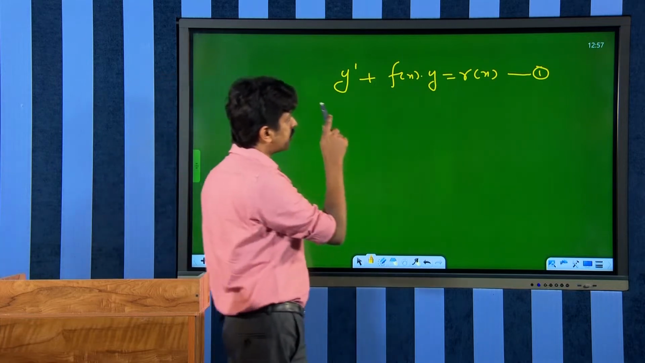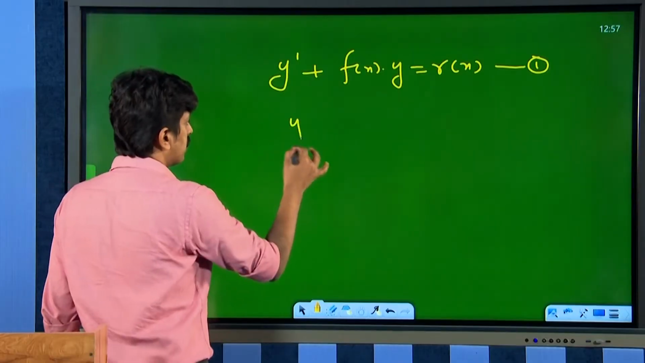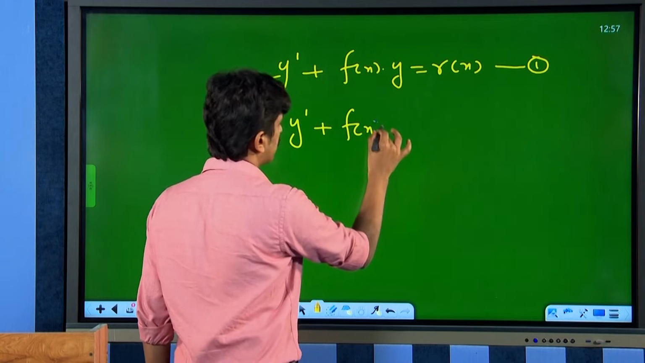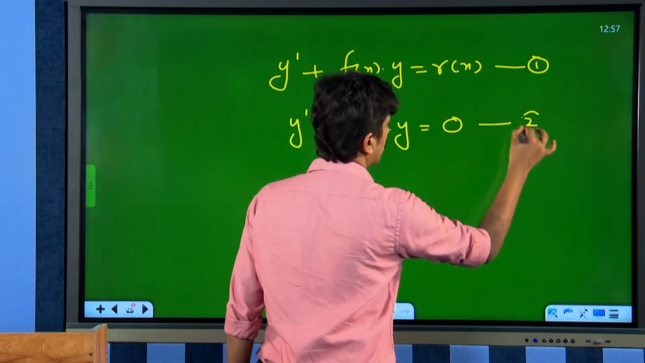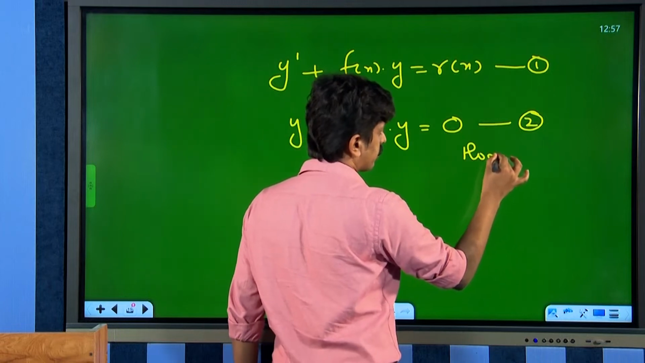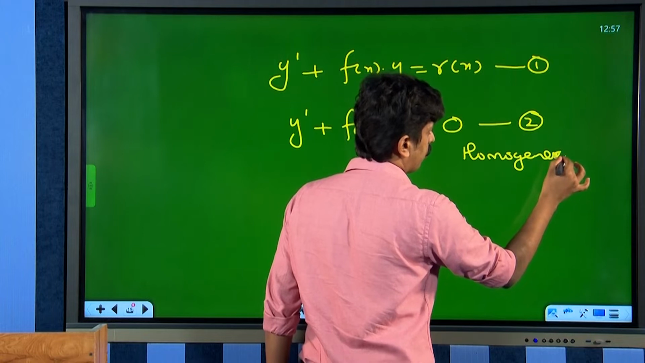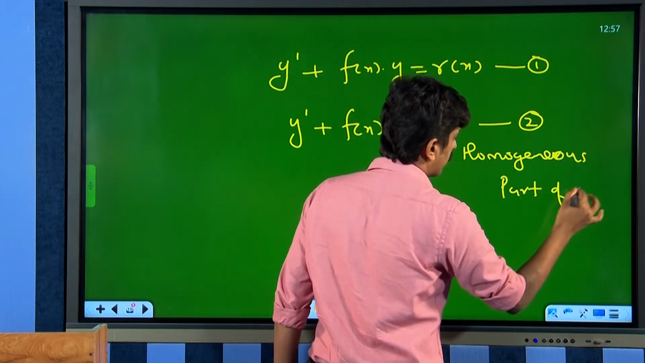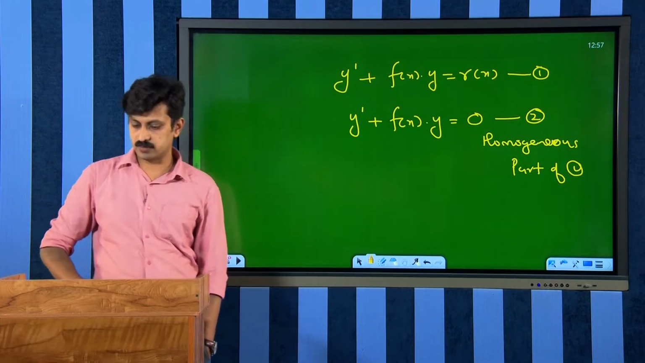Corresponding to this differential equation, we will have a homogeneous differential equation, y dash plus f of x into y is equal to 0, which is the homogeneous part of equation 1.